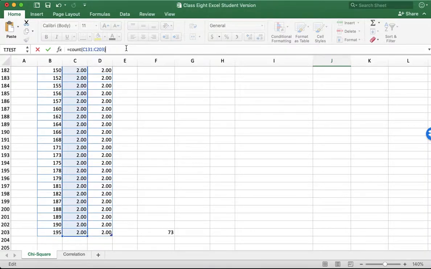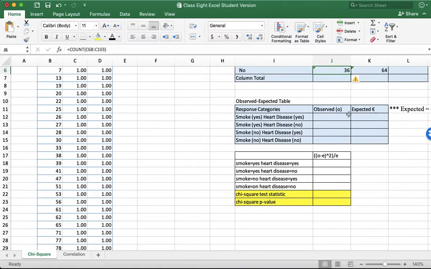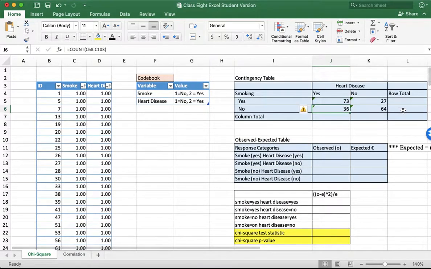We'll close our parenthesis, hit enter. And now we have the counts for all the people who indicated all the different possible response categories. Now to finish our contingency table, what we want to do is calculate our row totals, our column totals, and then this bottom right diagonal cell right here, we'll want to calculate the total n of our sample.